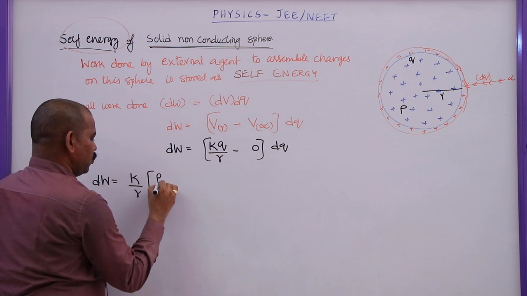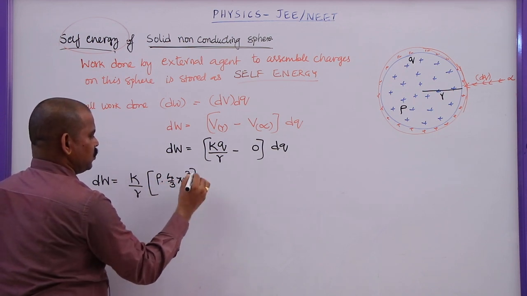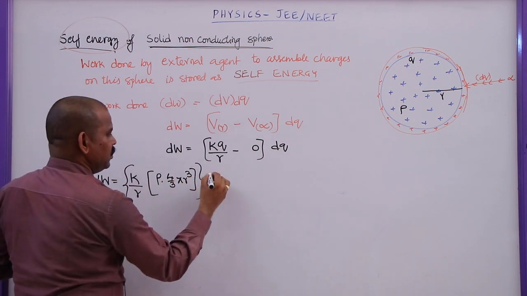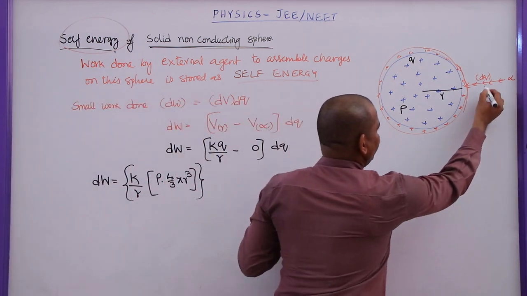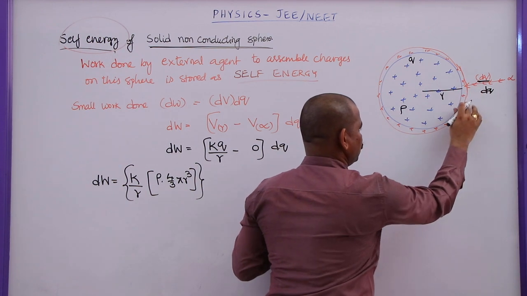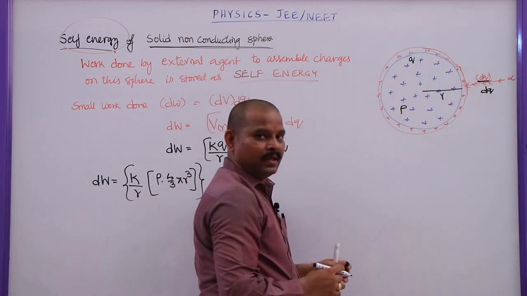So this will be rho into volume, 4 by 3 pi r cube, minus 0 is not required. So this is the potential into the charge that we are going to add onto the surface. I am bringing dq charge from infinity and adding it to the sphere. So what is the extra charge added on this surface?